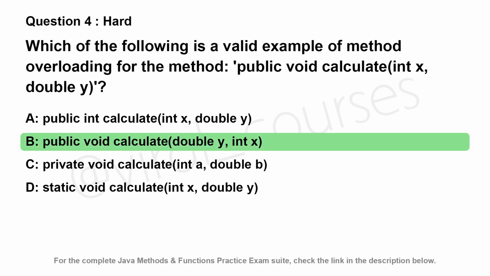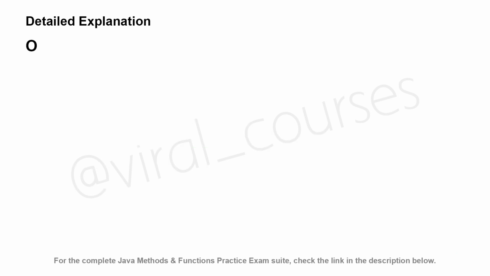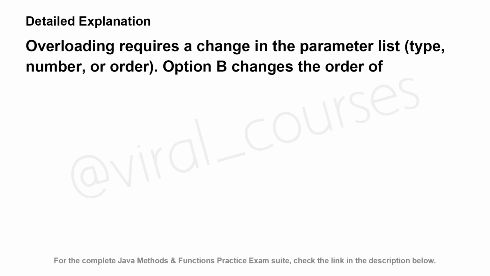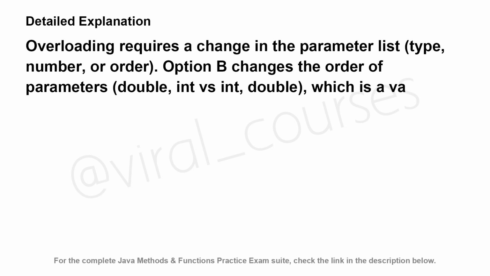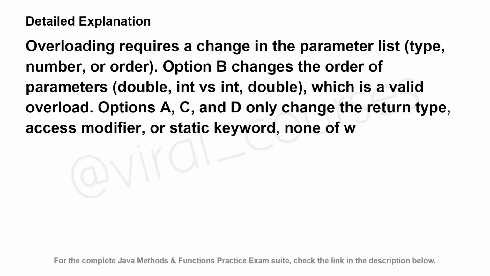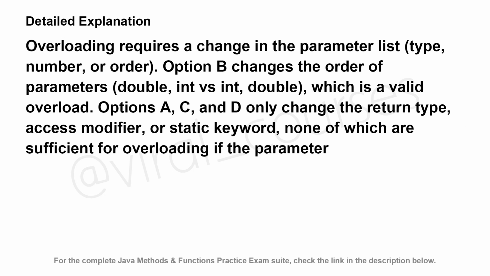The correct answer is B. Overloading requires a change in the parameter list, type, number, or order. Option B changes the order of parameters, double, int versus int, double, which is a valid overload. Options A, C, and D only change the return type, access modifier, or static keyword, none of which are sufficient for overloading if the parameter list remains the same.